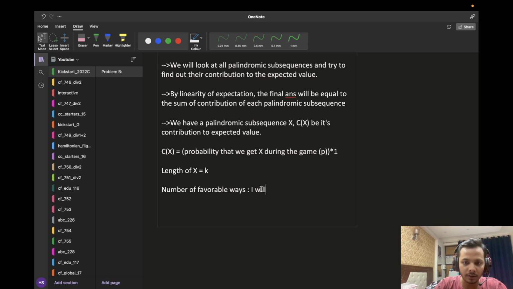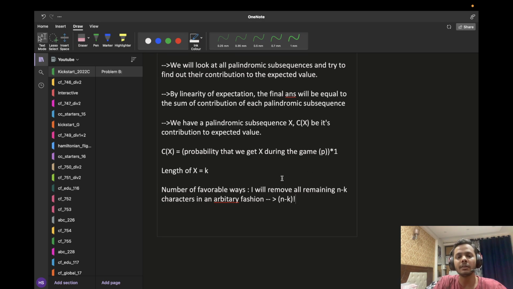So in a favorable way, I will remove all the remaining n minus k characters in an arbitrary fashion, right? And the number of ways to do that is nothing but n minus k factorial, right? So in the first n minus k turns, if I just randomly remove values in any order from the remaining n minus k characters, then I will be left with this subsequence, right? So these are all the favorable ways.